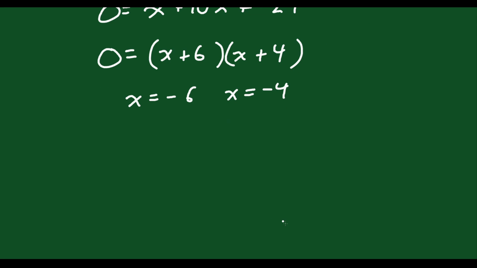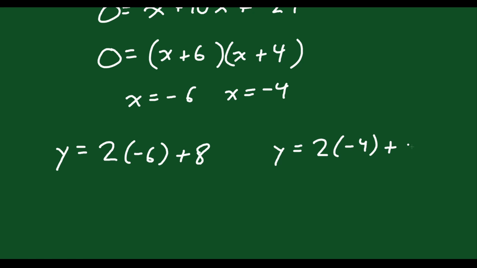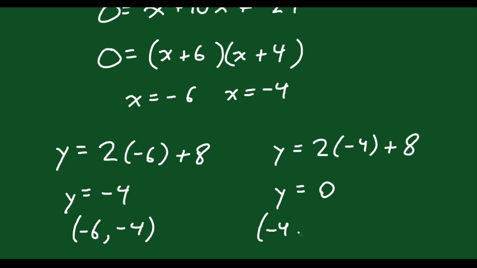You can sub those values into your y definition, right? y equals 2x plus 8. So y equals 2 times negative 6 plus 8, and y equals 2 times negative 4 plus 8. Solve for y. In each case, y equals negative 4, and y equals, that'll be 0. So your 2 points where the intersections are happening will be (negative 6, negative 4) and (negative 4, 0). Those will be your 2 points.